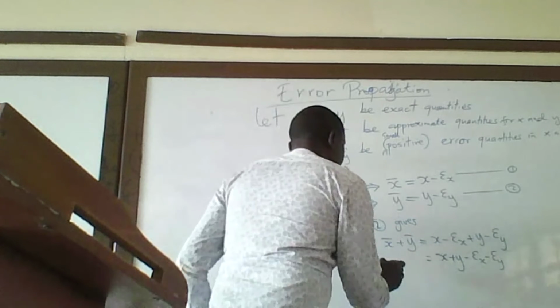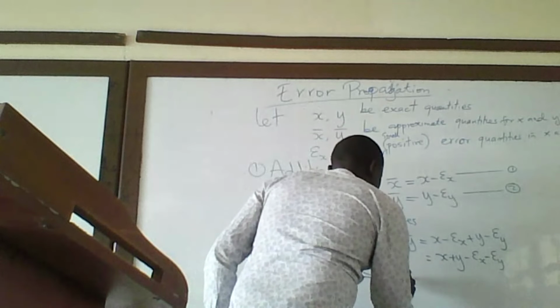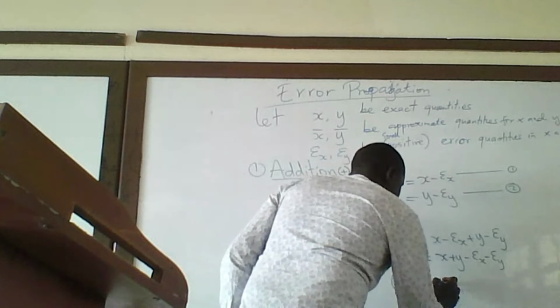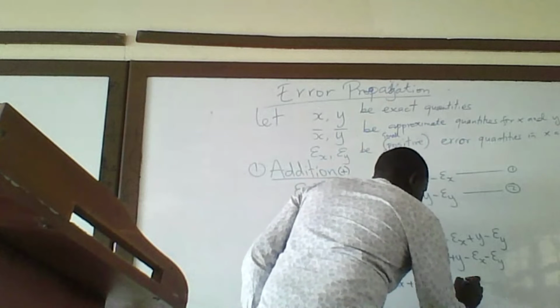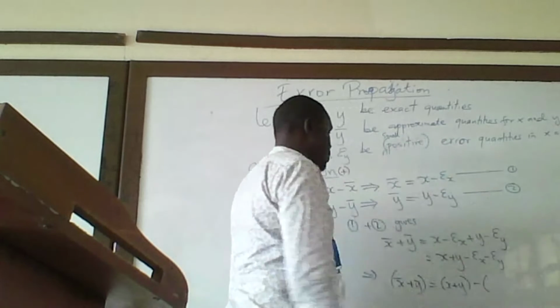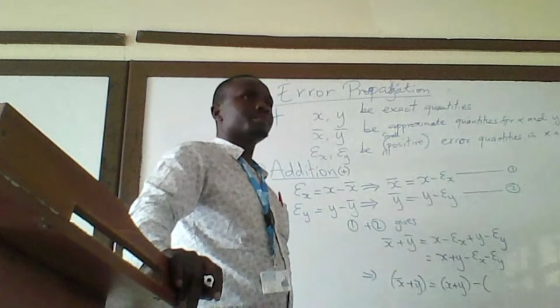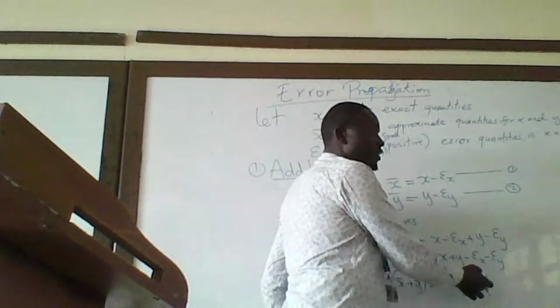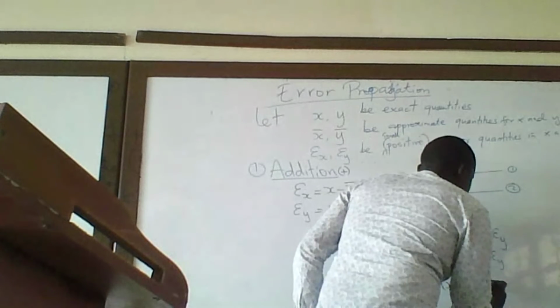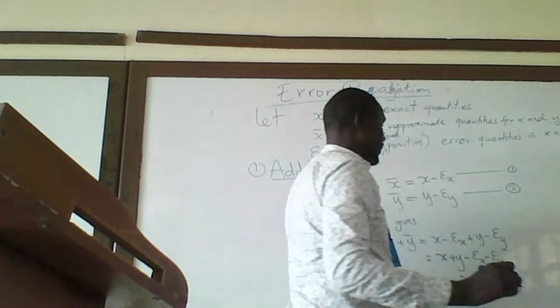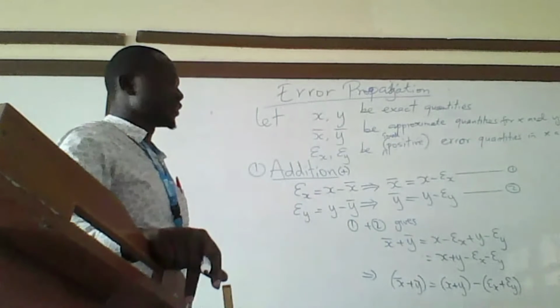And then bar x plus bar y equals x plus y. So if I introduce a bracket there, what is the sign between error in x and error in y? Plus, because now the minus will be affected outside. So error in x plus error in y. That's what you have.